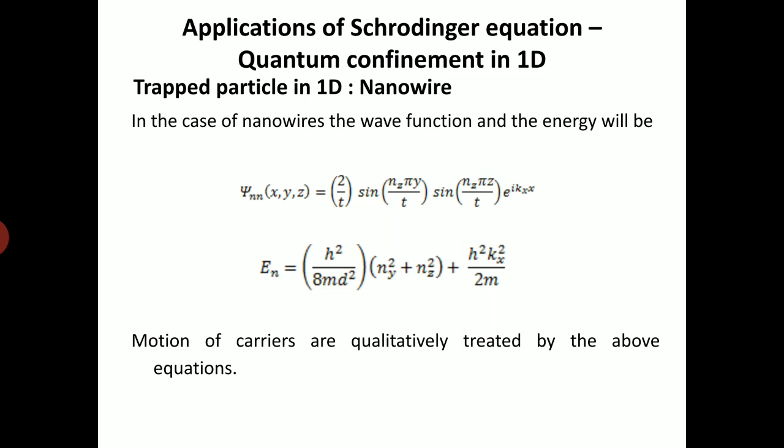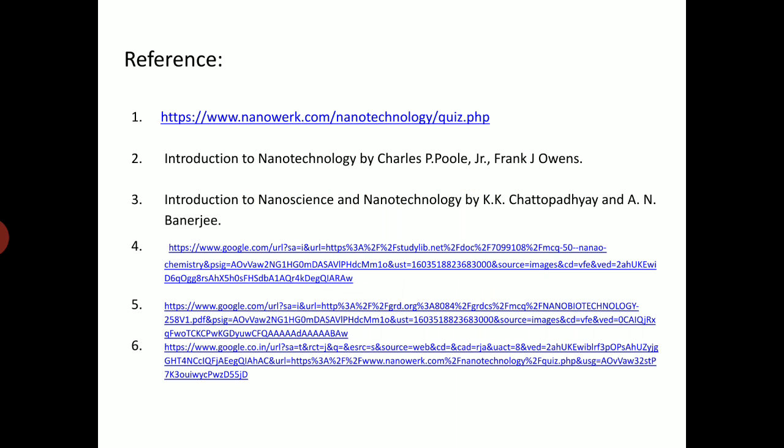In nanophysics, the motion of charge carriers in carbon nanotubes or similar kinds of nanowires can qualitatively be treated by the above equations, although the actual bound states and energy expressions are more involved and more complicated. This is the information we obtained from the references mentioned here. Thank you.